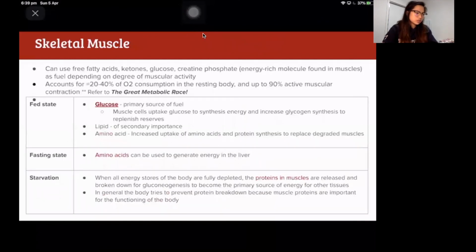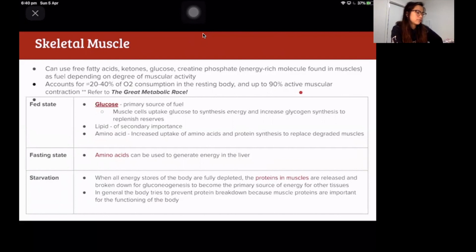So skeletal muscles, as we've seen in the great metabolic race from last week, can use pretty much any energy source. You can use free fatty acids, ketones, glucose, creatine phosphate, and this depends on the degree of muscular activity. So I really recommend, if you're not familiar with this, go back to last week and look at the great metabolic race. And skeletal muscle accounts for about 20 to 40% of the oxygen consumption in the resting body, and up to 90% when we're in active muscular contraction, like when you're exercising.